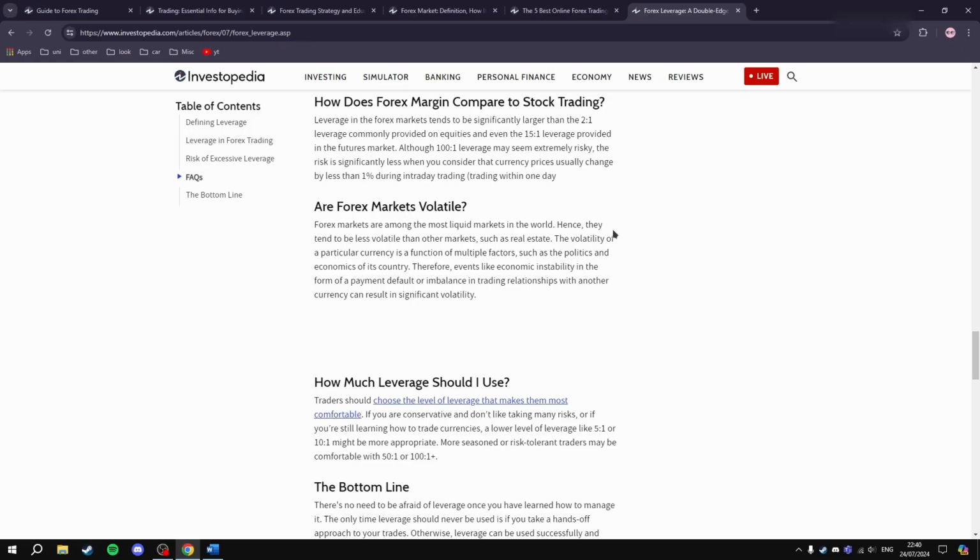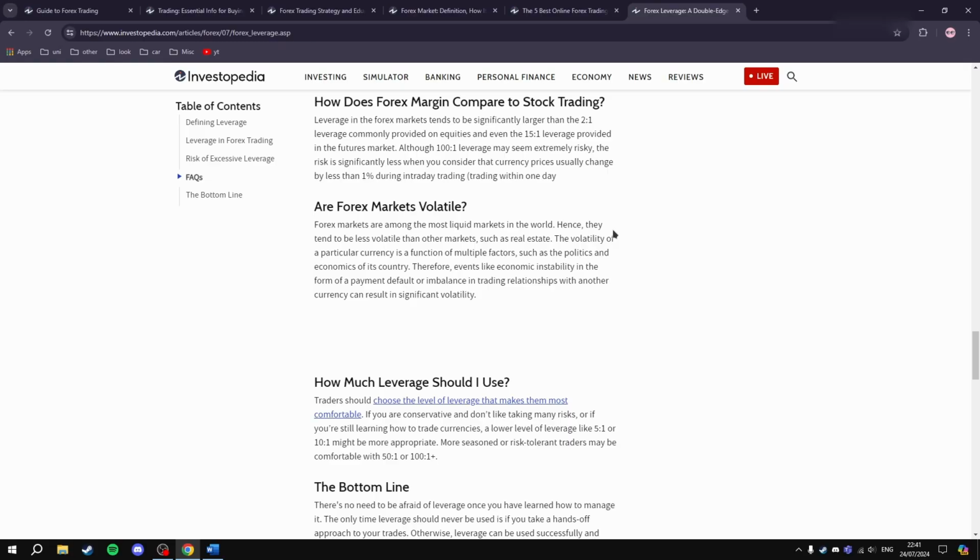So how does Forex leverage compare to stock trading? Leverage in the Forex markets tends to be significantly larger than the 2-to-1 leverage commonly provided on equities, and even the 15-to-1 leverage provided in the futures market. Although the 100-to-1 leverage may seem extremely risky, the risk is significantly less when you consider that currency prices usually change by less than 1% during intraday trading.